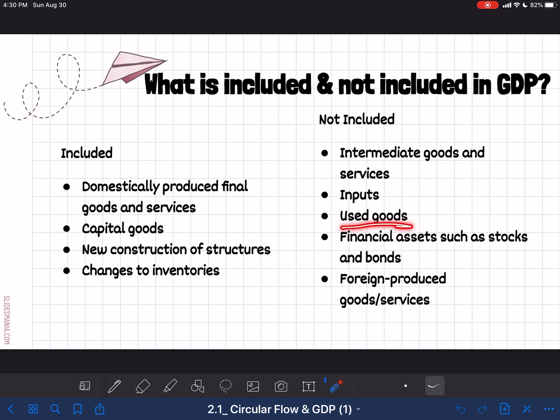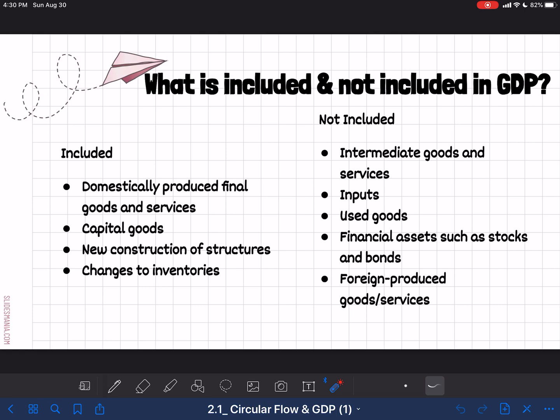We do not get to count anything that is used. So if you drive a used car and you purchased it used, that purchase did not count in GDP. Next year when you go off to school, you might have to buy some textbooks, and you're going to want to buy the used textbook because it's cheaper. We won't be counting that in our gross domestic product. If you go to thrift stores, we don't count any of those purchases in GDP either because it's already been counted. We don't get to count it twice.